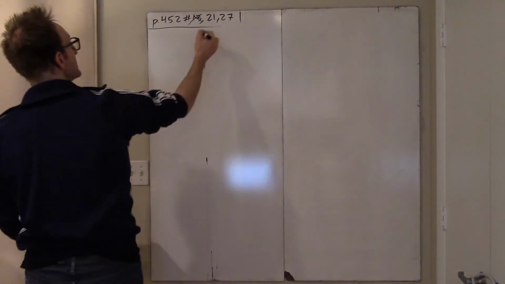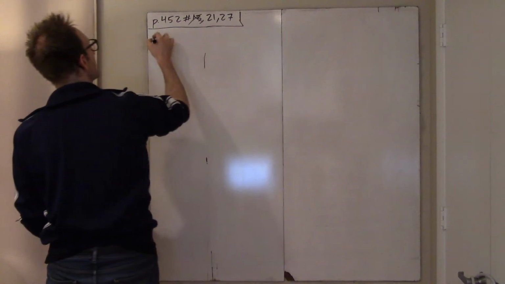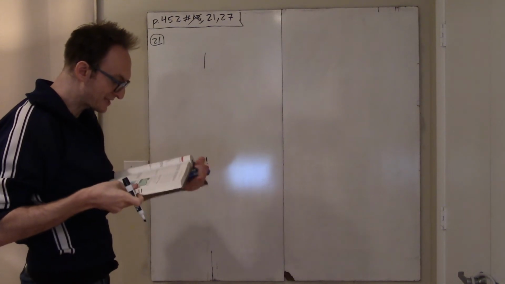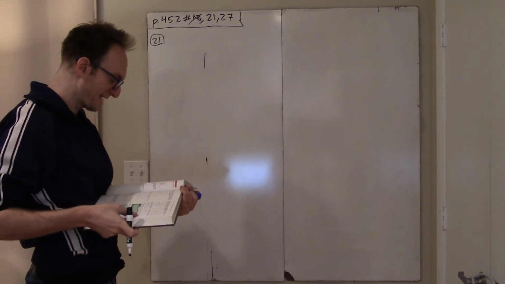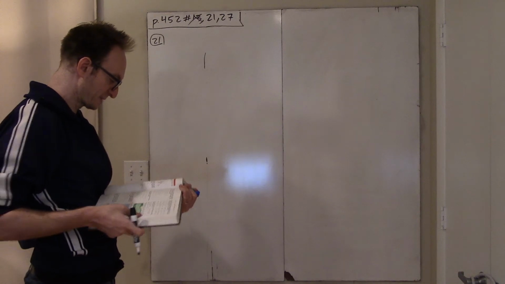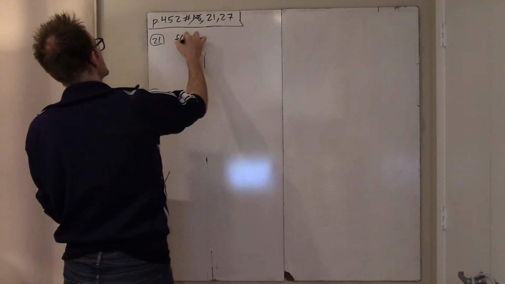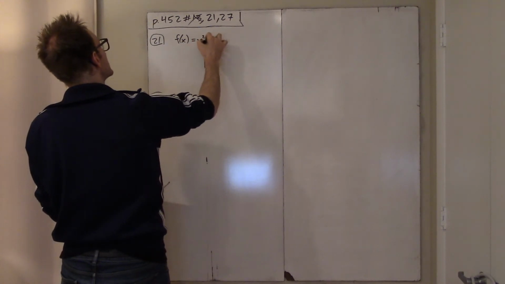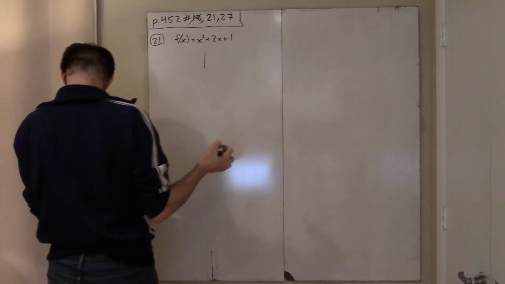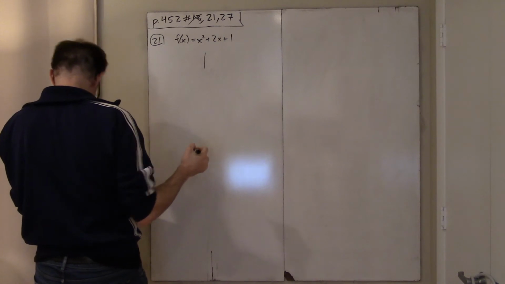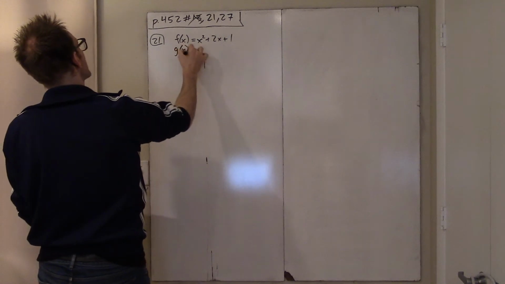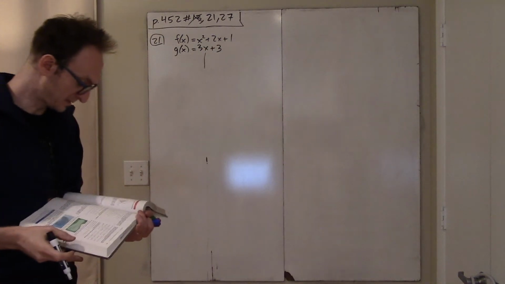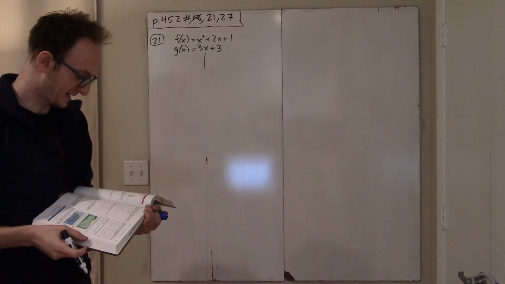Okay, 21 now says, and now is where it starts getting hard when there's no picture, so you're just on your own. Sketch the region bounded by the graphs of the algebraic functions and find the area of the region. So you're just given the functions and you just have to do it. So f of x equals x squared plus 2x plus 1. I know that guy. And g of x equals 3x plus 3. Once again, this is a line and a parabola intersecting kind of a problem.